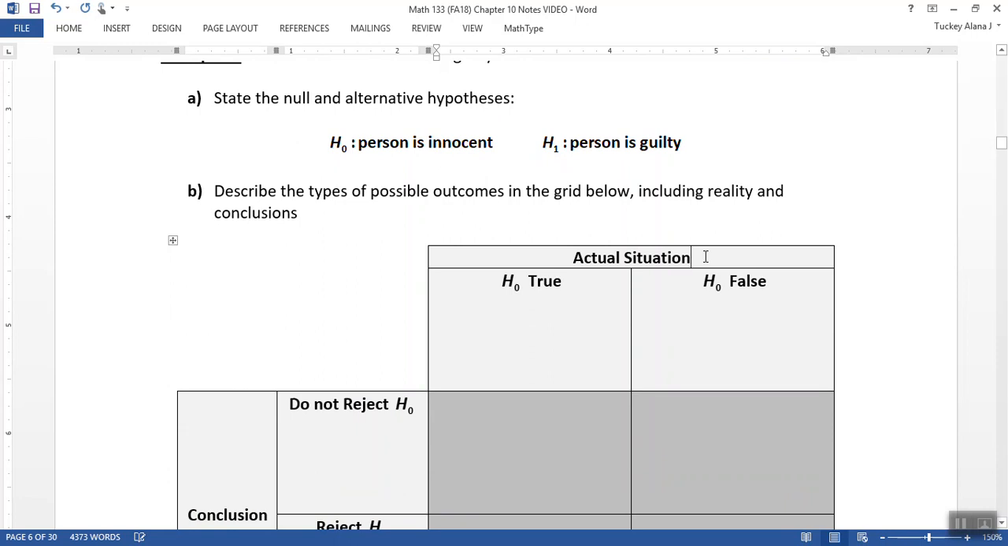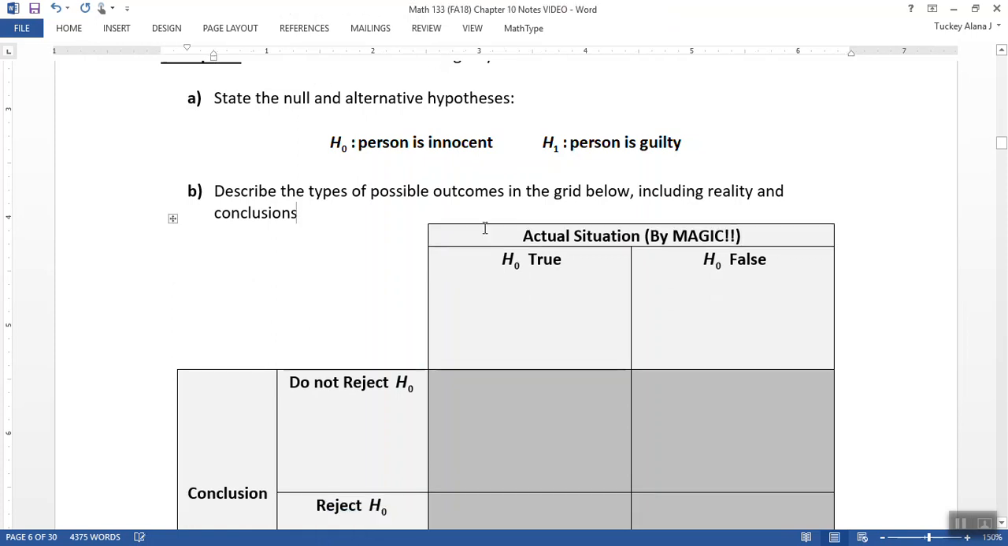Okay, now let's suppose that we, by magic, actually know the real situation. This is by magic because in real life we don't get to know this, right? But you just kind of have to bear with me here for the thought experiment. I've waved a wand and I've got it. So if H naught is truly true, then the person is truly innocent. If H naught is truly false, that means H1 is true, and that means the person is actually guilty. So let me type that up.